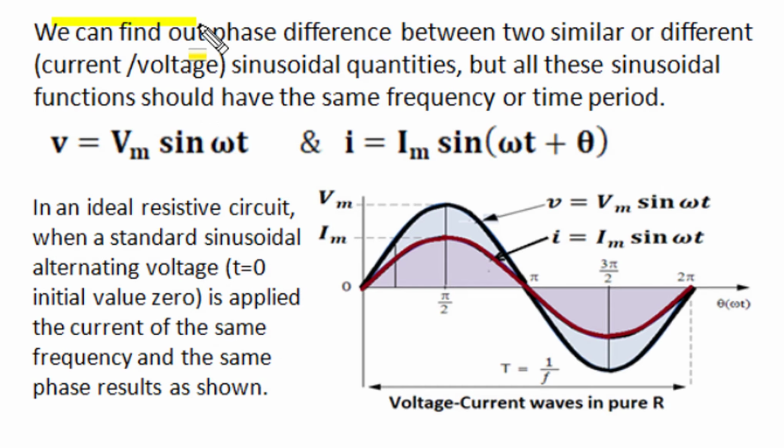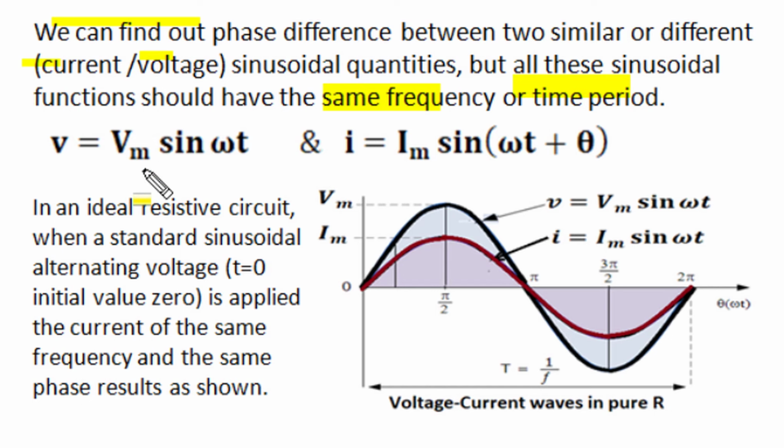We can find the phase difference between two similar electrical quantities, such as two currents or two voltages, or we can also find the phase difference between two different quantities, one voltage and the other current. But all these sinusoidal functions which are compared for phase difference calculation must have the same frequency or time period.